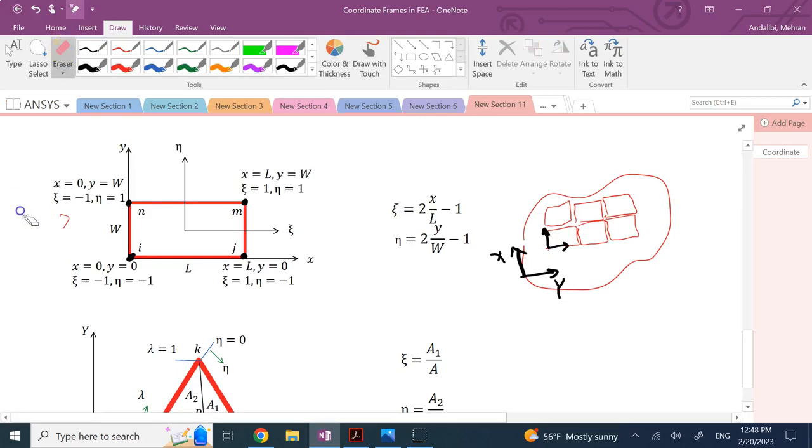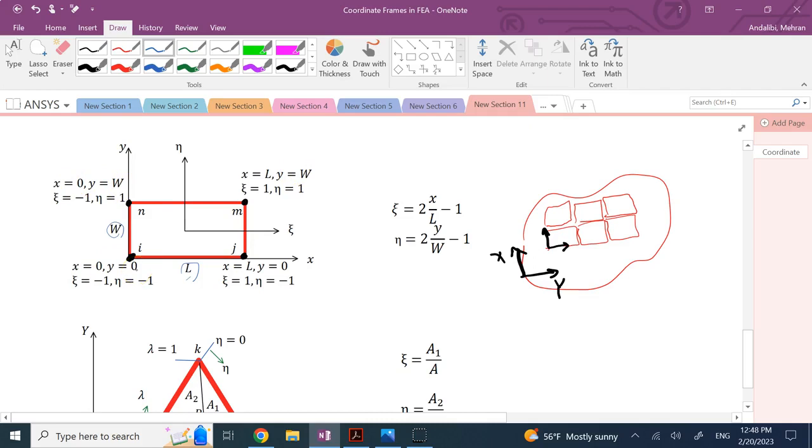And then, as you can see, so if the size of the element is shown by L and W, then the 4 corners have x of L, y of 0; x of L, y of W; x of 0, y of W; x of 0, y of 0, right?